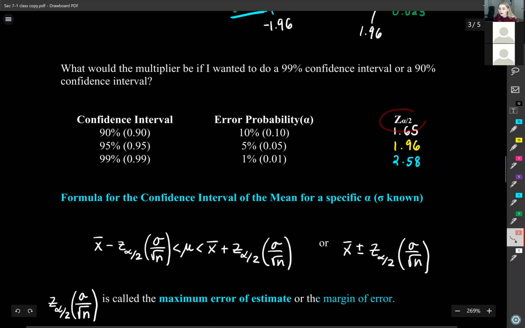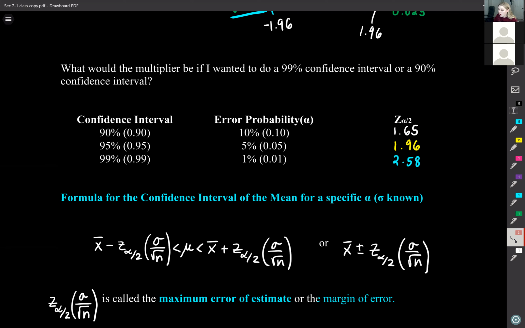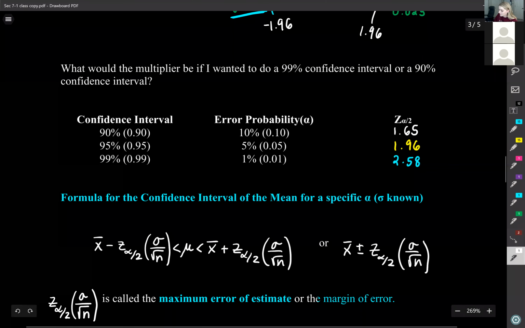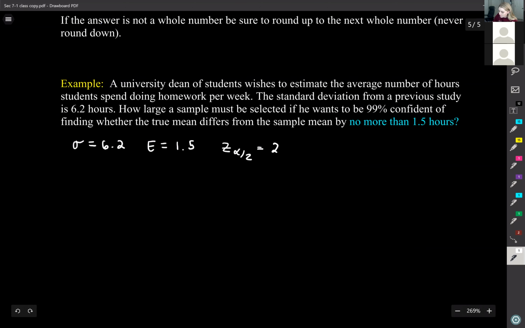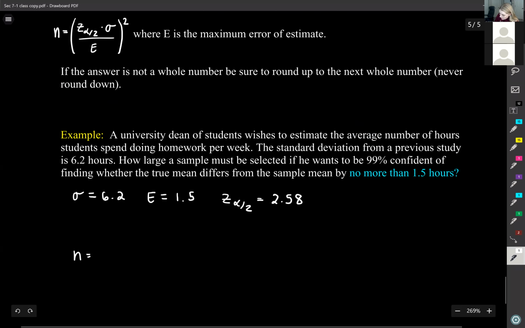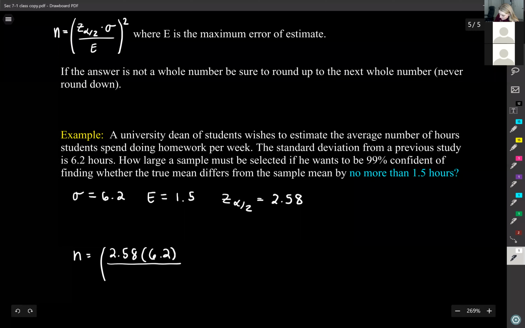So this depends on how confident you want to be. Our problem says he wants to be 99% confident. So our number associated with a 99% confidence interval is going to be 2.58. Okay, so this is 2.58, and then all that's left to do is fill these things into our formula. So n is equal to 2.58 times 6.2 over 1.5, squared.